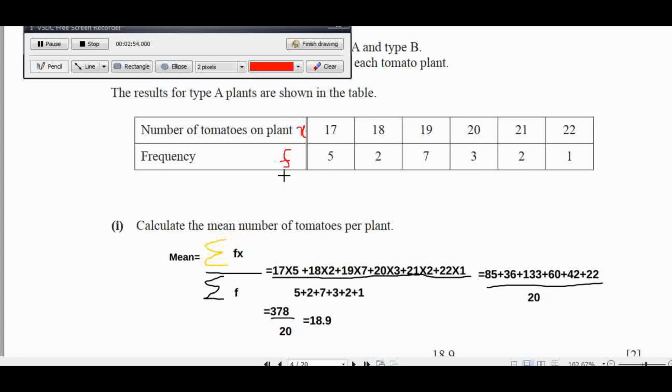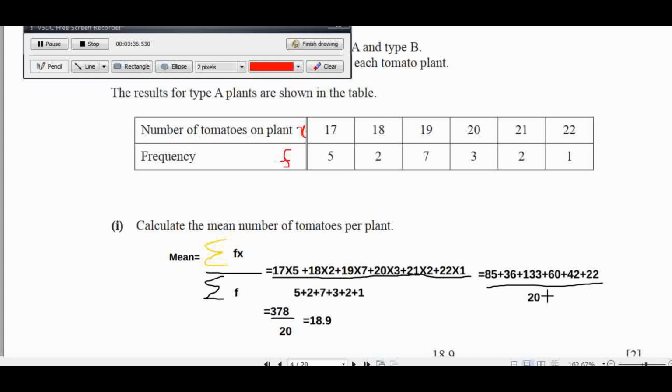So summation fx means 17 into 5 plus 18 into 2 plus 19 into 7 plus 20 into 3 plus 21 into 2 plus 22 into 1, over summation f. Summation f is this row, sum of these numbers. So 5 plus 2 plus 7 plus 3 plus 2 plus 1. 17 times 5 is 85. 18 times 2 is 36. 19 times 7 is 133. 20 times 3 is 60. 21 times 2 is 42. 22 times 1 is 22.